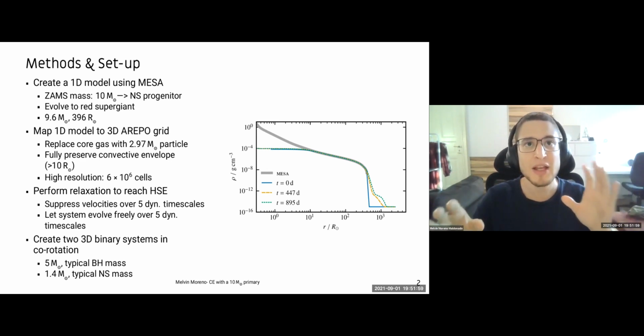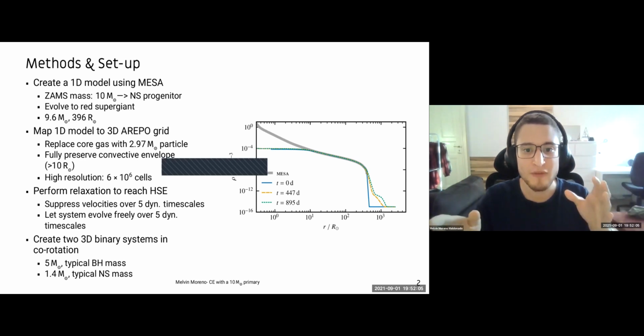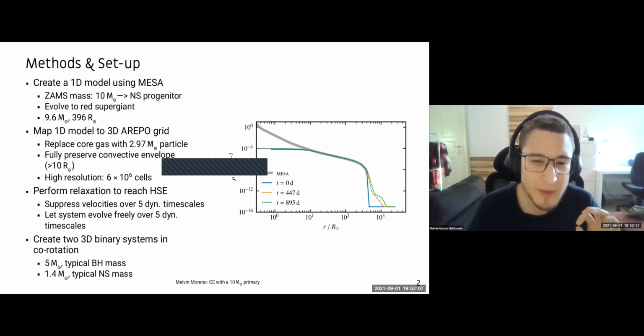Once we have this constructed, even if we have a high resolution, we have spurious velocities that make the model differ from hydrostatic equilibrium, which come from, okay, I have a message here that says participants can now see your screen.